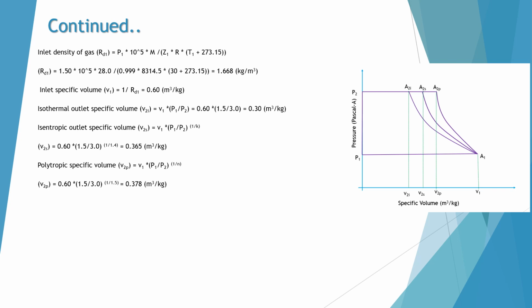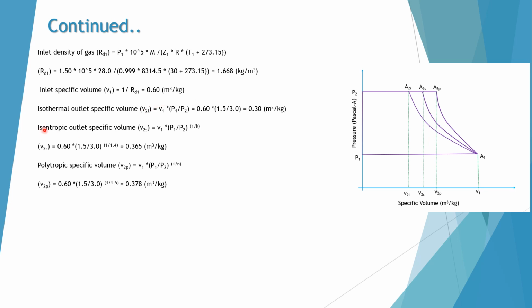Inlet density is calculated as P1 × 10^5 × M upon Z1 × R × (T1 + 273.15). So density will be 1.668 kg per meter cube, and so the inlet specific volume V1 is 1 by ρ1, which is 0.6 meter cube per kg.